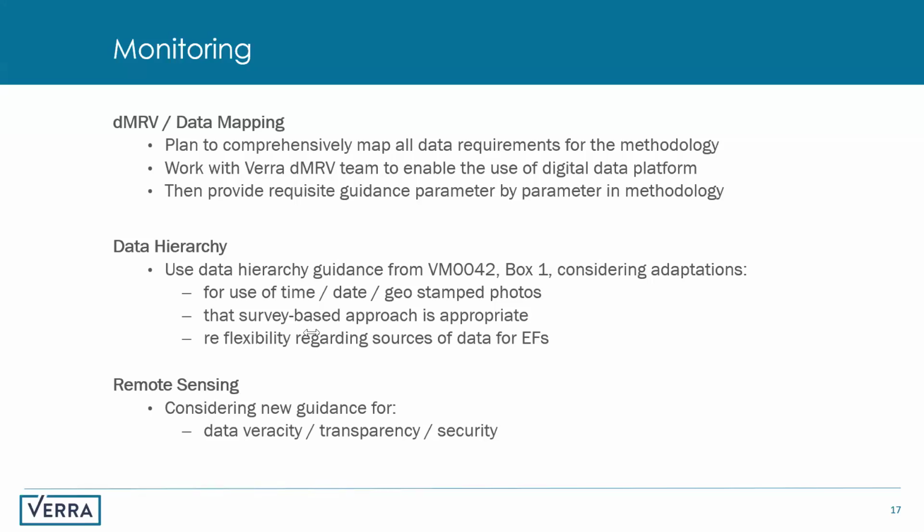In terms of data hierarchy, that's a question that is always front of mind for project developers. How do we know which sources are appropriate for what? So we'll be bringing across, as a starting position, the data hierarchy guidance that we see in VM42, in particular box 1. And then we'll be looking at potentially giving additional guidance here specifically because we have a rice context. We can maybe dig in a little bit more. We can give a little bit more discrete guidance.